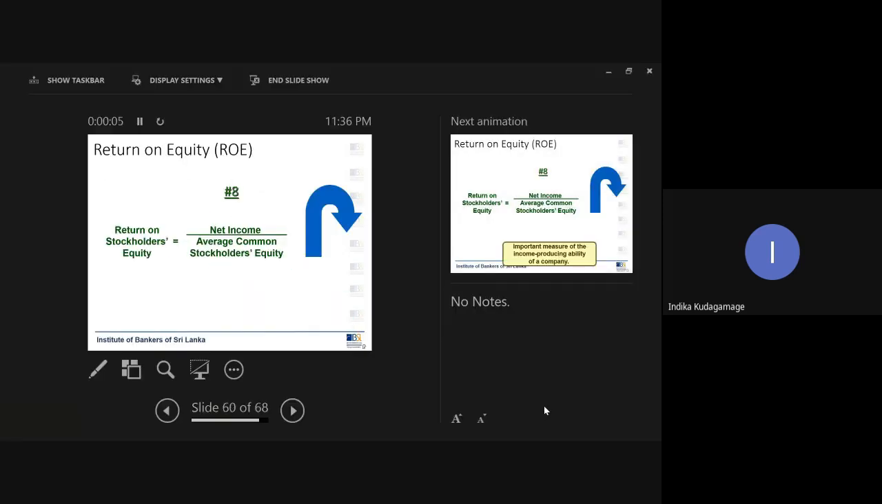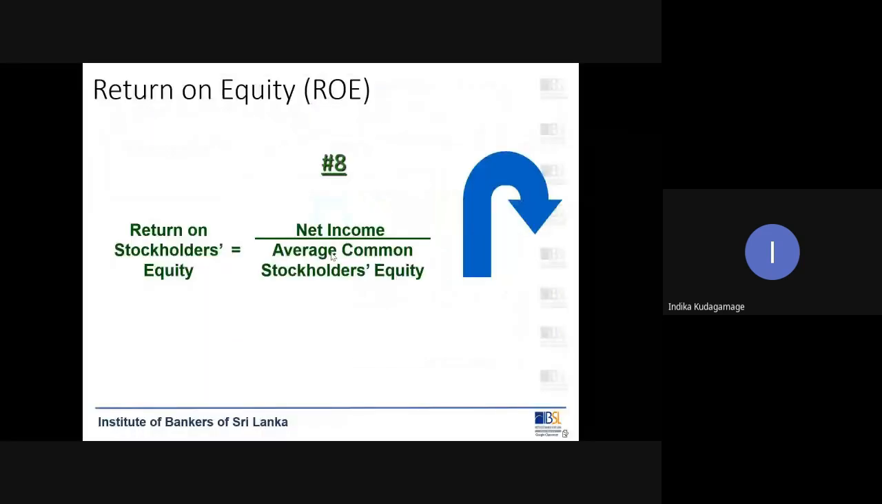This is return on equity, ROE. This ratio indicates the amount of cash available for equity. Return on equity is on the shareholders' equity. That is net profit, or after-tax profit, divided by average common stockholders' equity.